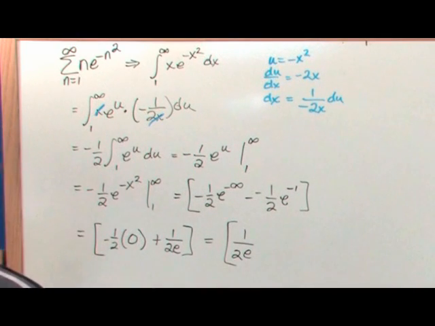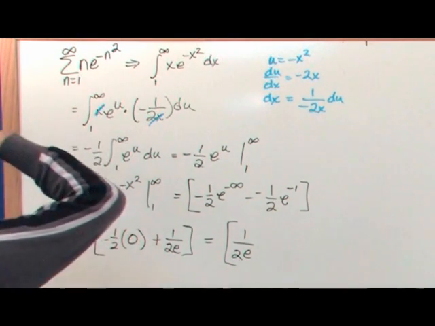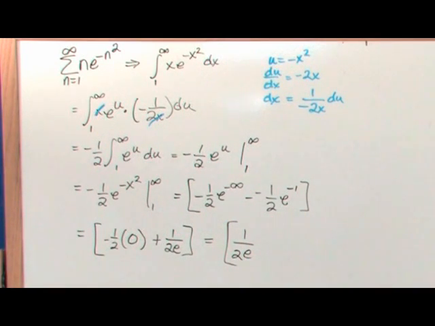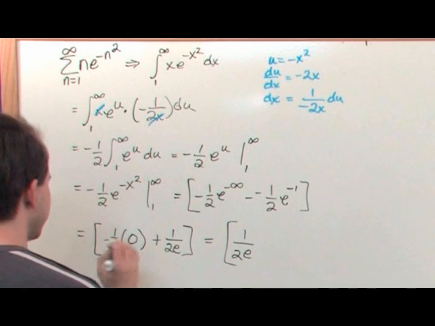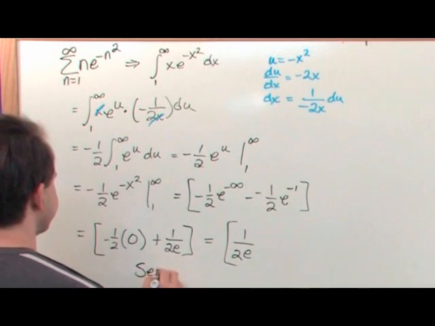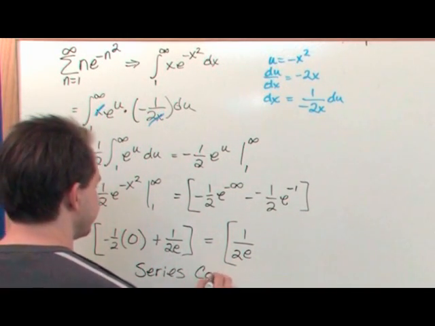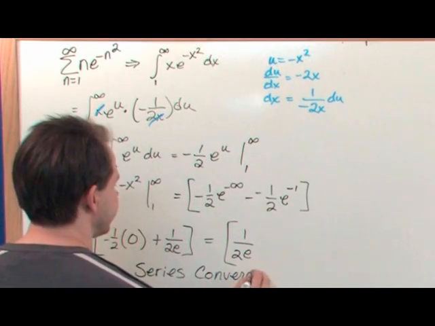So the integral converges. So we had a series, we found the corresponding integral, we integrated that guy, we did our substitution, and we found out that the integral converges. So because the integral converges, the series converges. Okay?